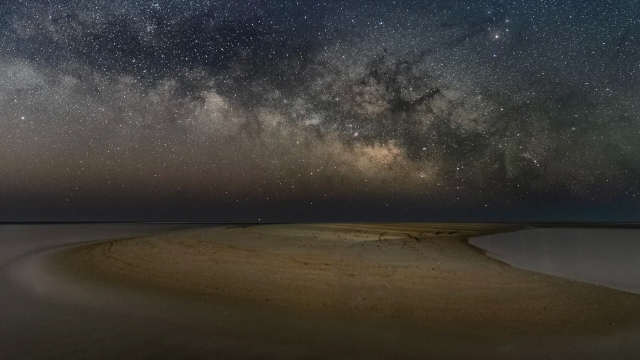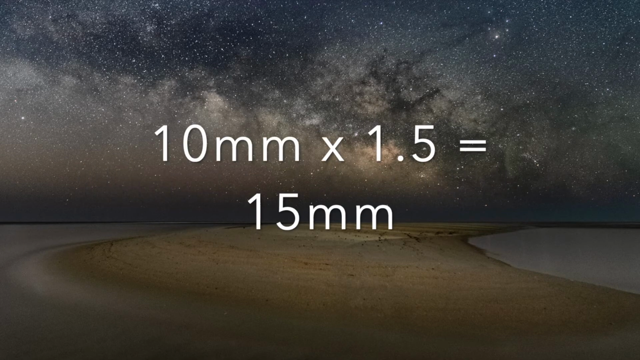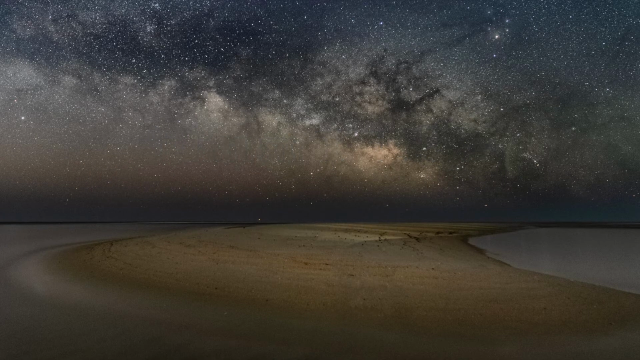These numbers are based on full frame. If you're shooting with a crop sensor, say a 10 millimeter lens, the crop factor of 1.5 is going to give you a 15 millimeter equivalent, so you're going to be around 35 seconds. That is the maximum number of seconds that the shutter can be open, and you still should expect to see relatively sharp stars.